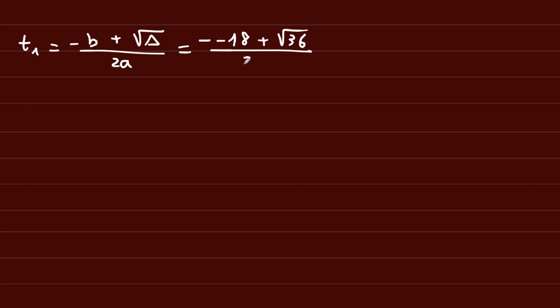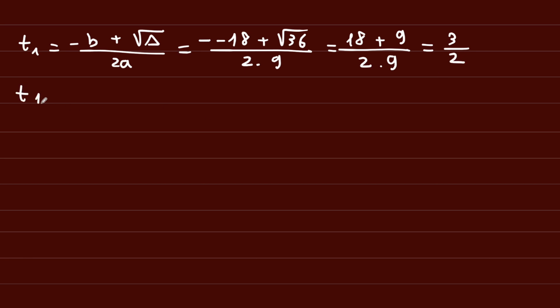For the first t, you get minus b plus the square root of the discriminant, divided by 2a. So what is b? You have negative 18. This means minus negative 18 plus the square root of 36, over 2 times a. A is 9. So 18 plus 6 over 2 times 9. 24 over 18, that is 4 over 3.